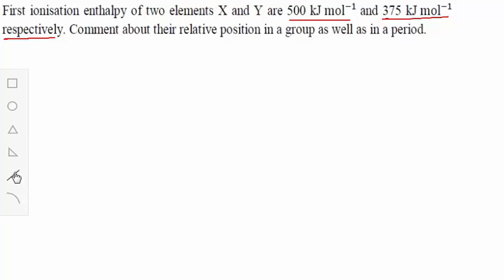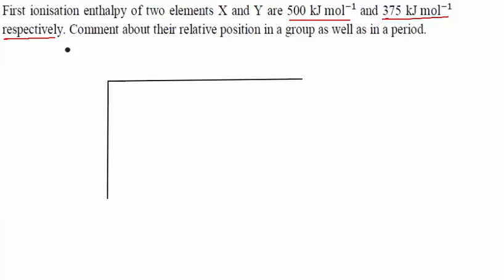First we have to concentrate on the general trend of ionization enthalpy in a period. Suppose this is your period in a periodic table, and this is your group. When you're moving in a period from left to right, your ionization enthalpy will increase. And it's a general trend.